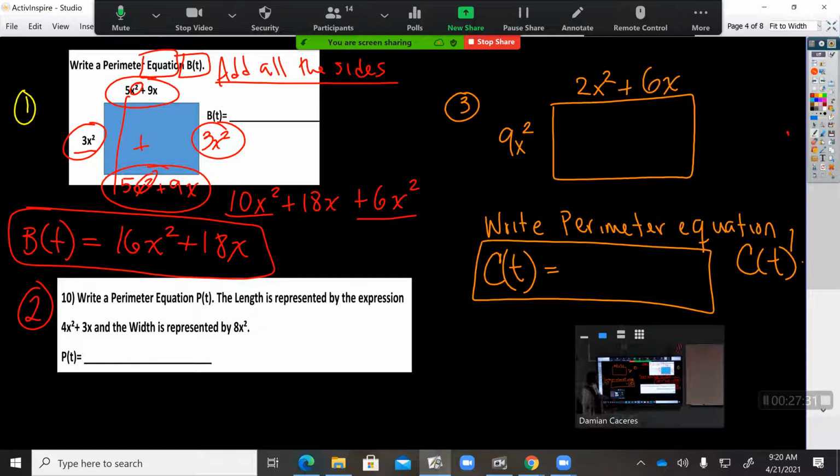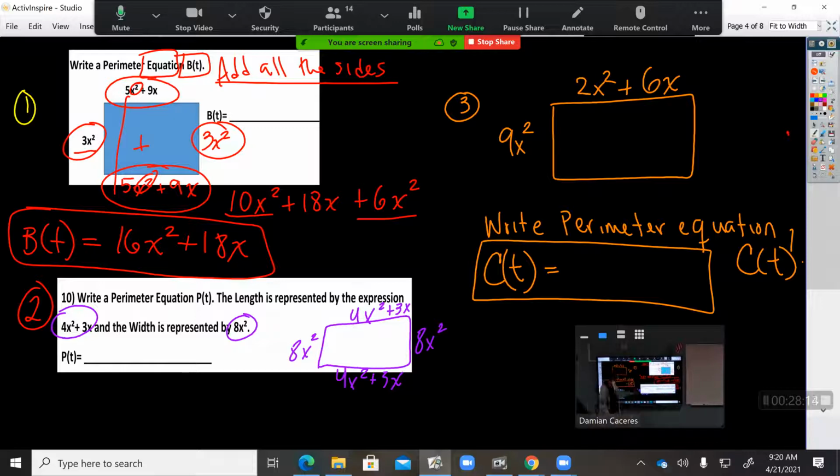So let me do the second example, and then I'll let you do the third on your own. On the second example, even though there's no figure, I draw a figure, so I can use the same steps as I did on number 1. So here it says write a perimeter equation P of t. The length is represented by the expression 4x squared plus 3x. So we label the top 4x squared plus 3x and the bottom 4x squared plus 3x. Now we keep reading, and it says that the width is 8x squared. So we label both widths as 8x squared.